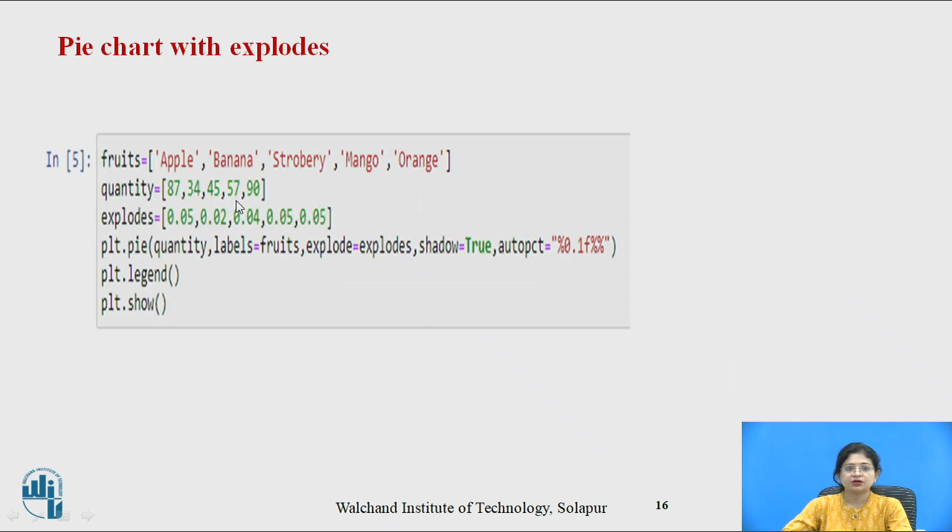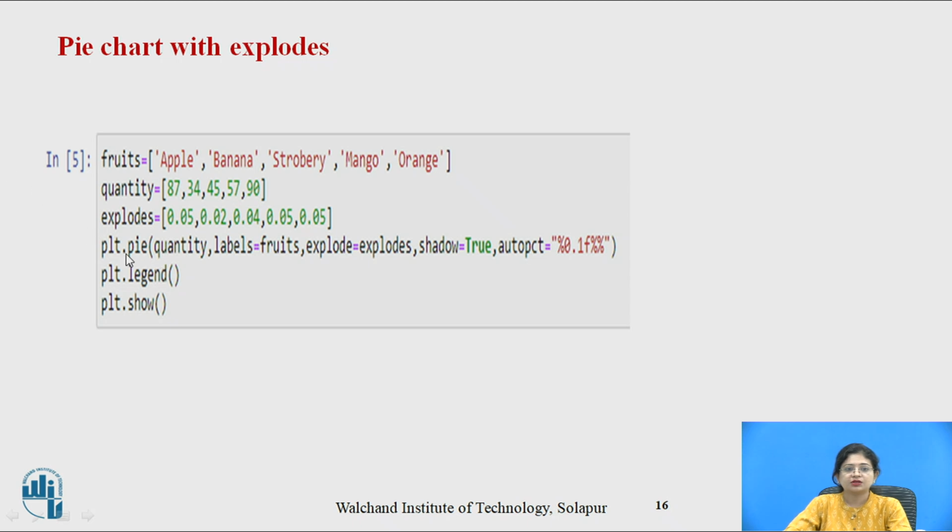So, how to show it? Look here, the fruits and the quantity. Here I have taken various fruits like apple, banana, strawberry, mango and oranges, and their quantity, and look here at explode. So, what is explode? That is the size of the gap or wedge in between the two slices.